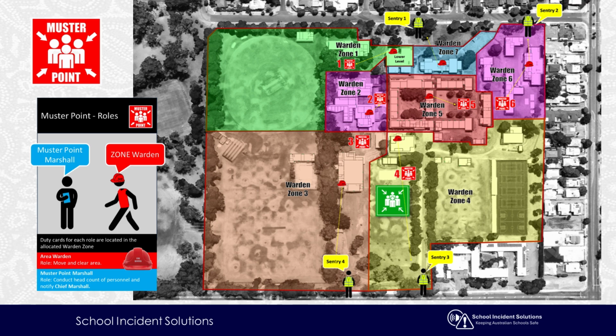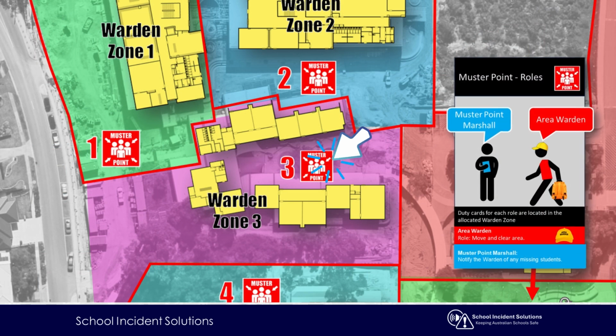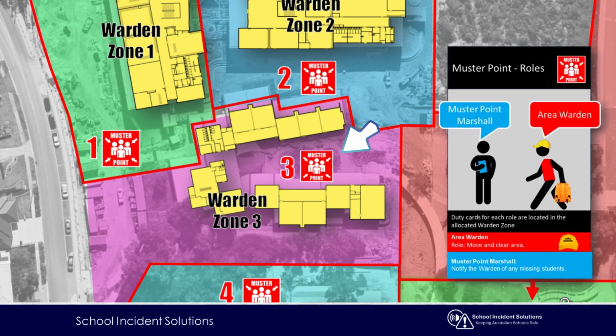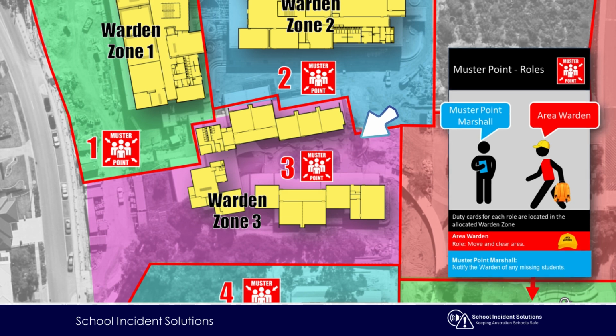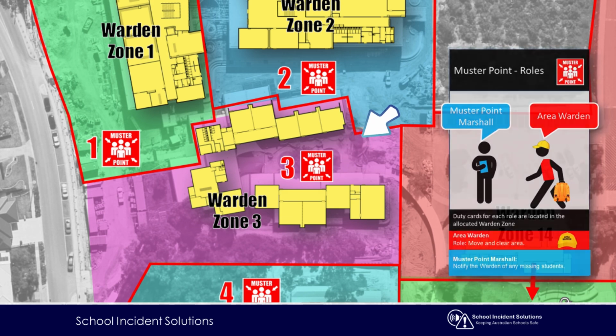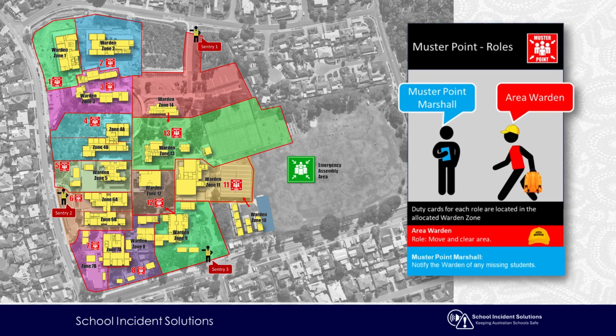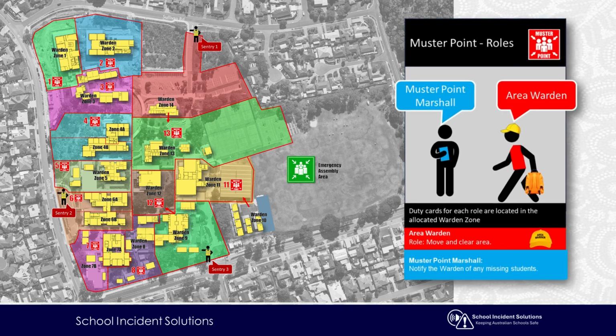In this system, staff report to the designated muster point marshal and simply advise if there are any absentees from their class. The muster point marshal also notifies the chief warden of any visitors present in their area. This process is significantly faster, safer, and more practical for larger schools with sprawling campuses.